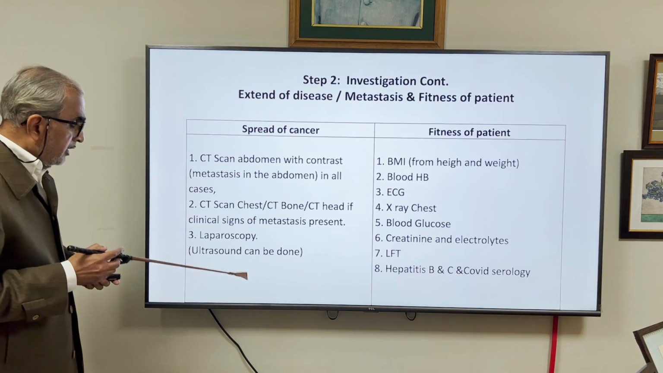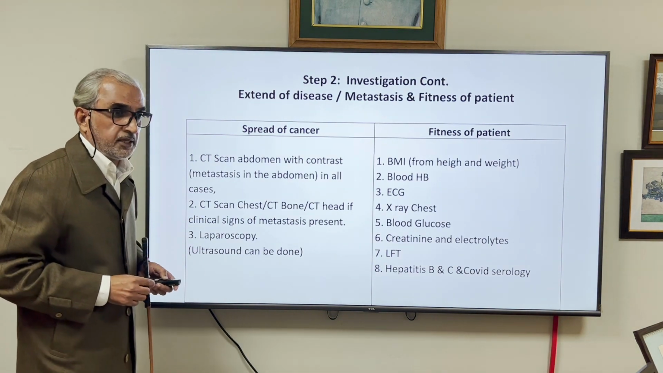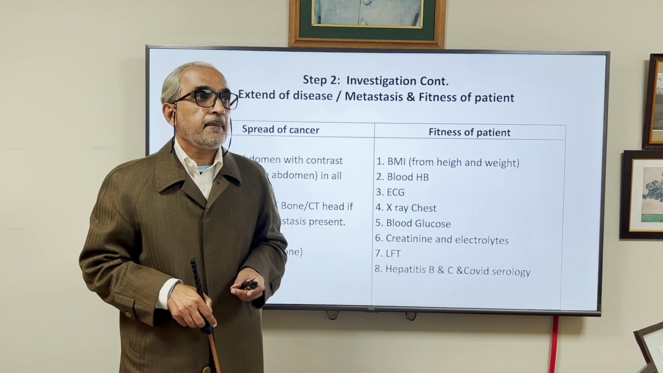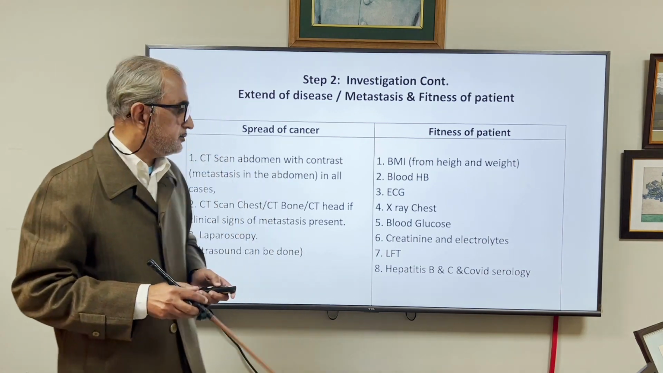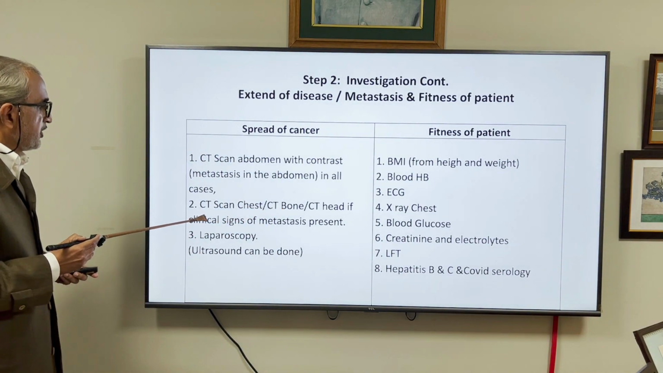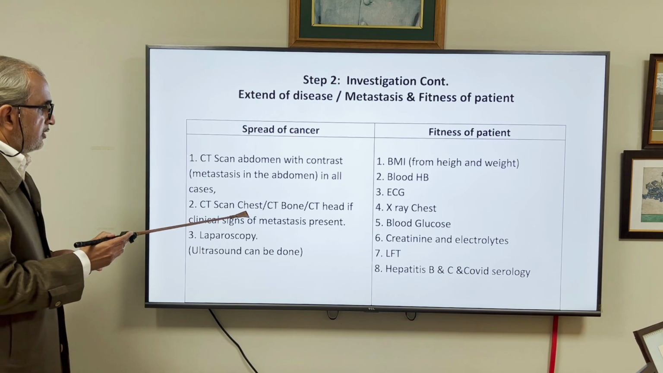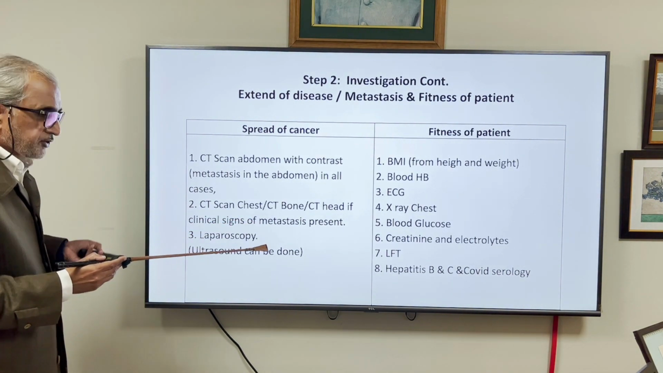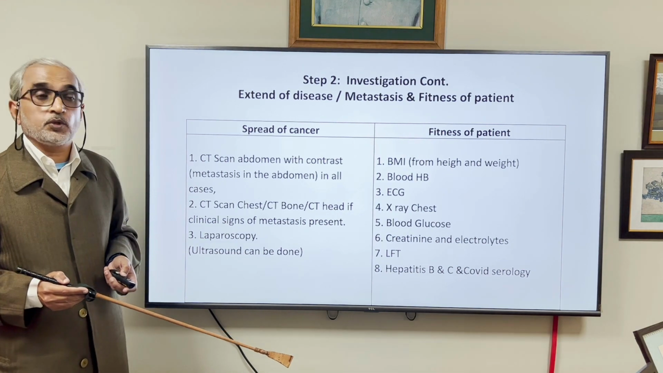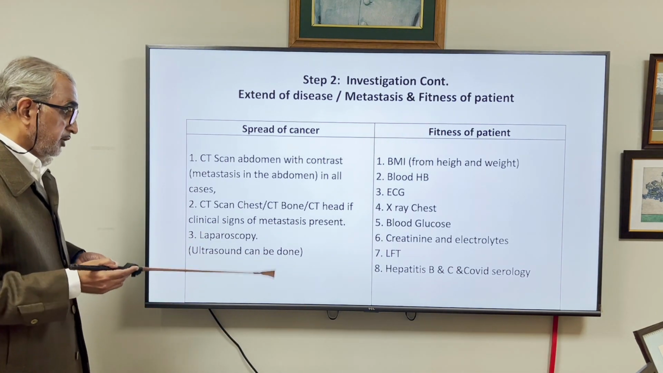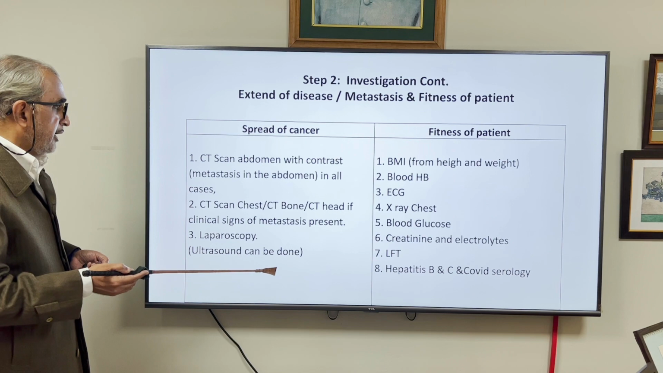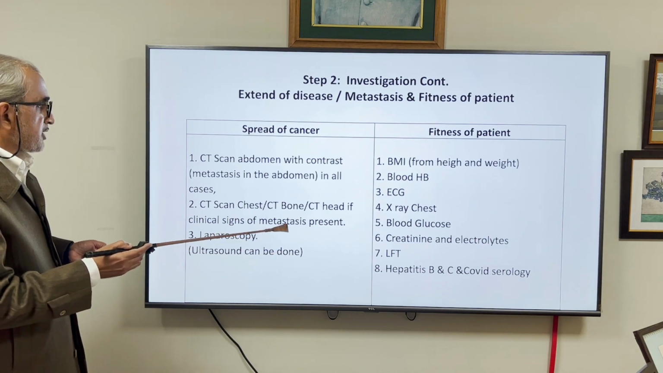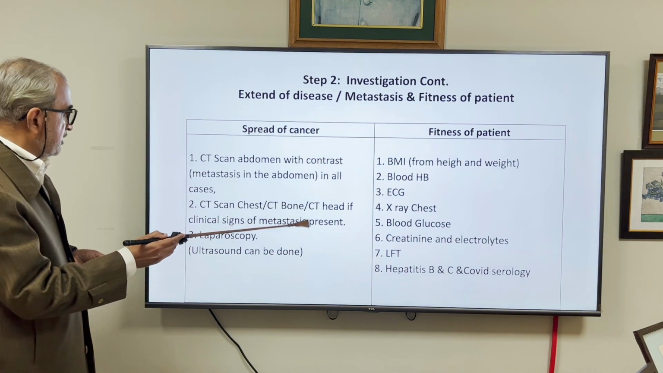Then, specialized investigation may be required if we are suspecting metastasis somewhere. For example, CT scan chest if you are suspecting metastasis in lungs or pleura, CT scan bone if bone is being involved, and if clinical signs of metastasis are present, then all of these are done.